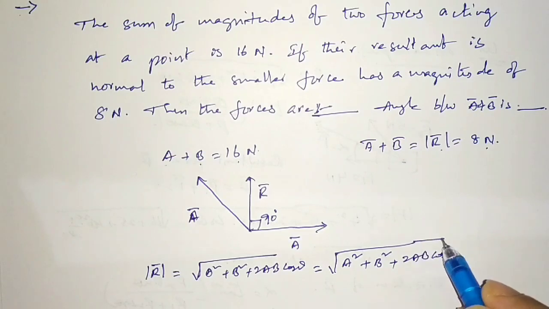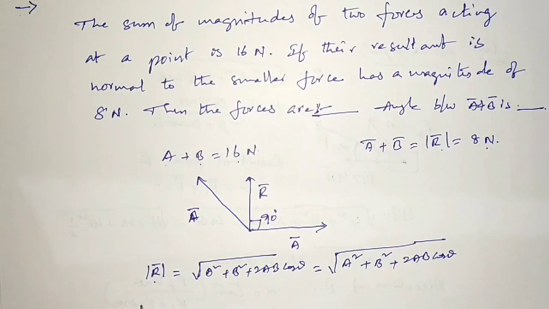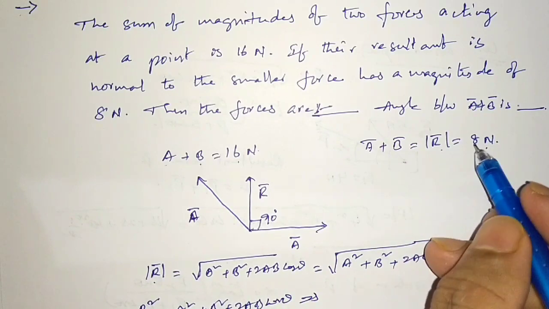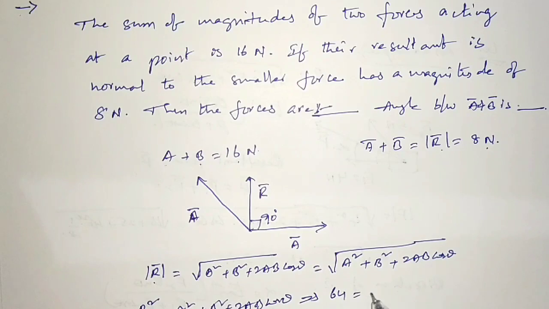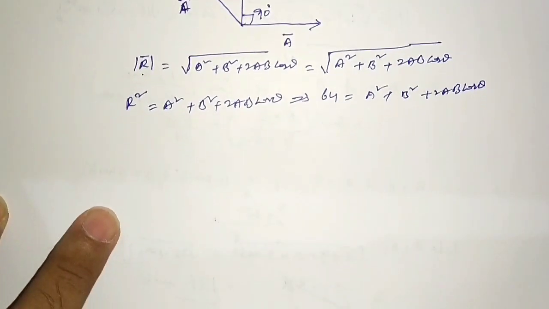2ab cos theta. So this can be written as r square is equal to a square plus b square plus 2ab cos theta. Can I write? Yeah. From this, r square is how much? 8 square, that is 64, is equal to a square plus b square plus 2ab cos theta. Yes? Now let us see that.